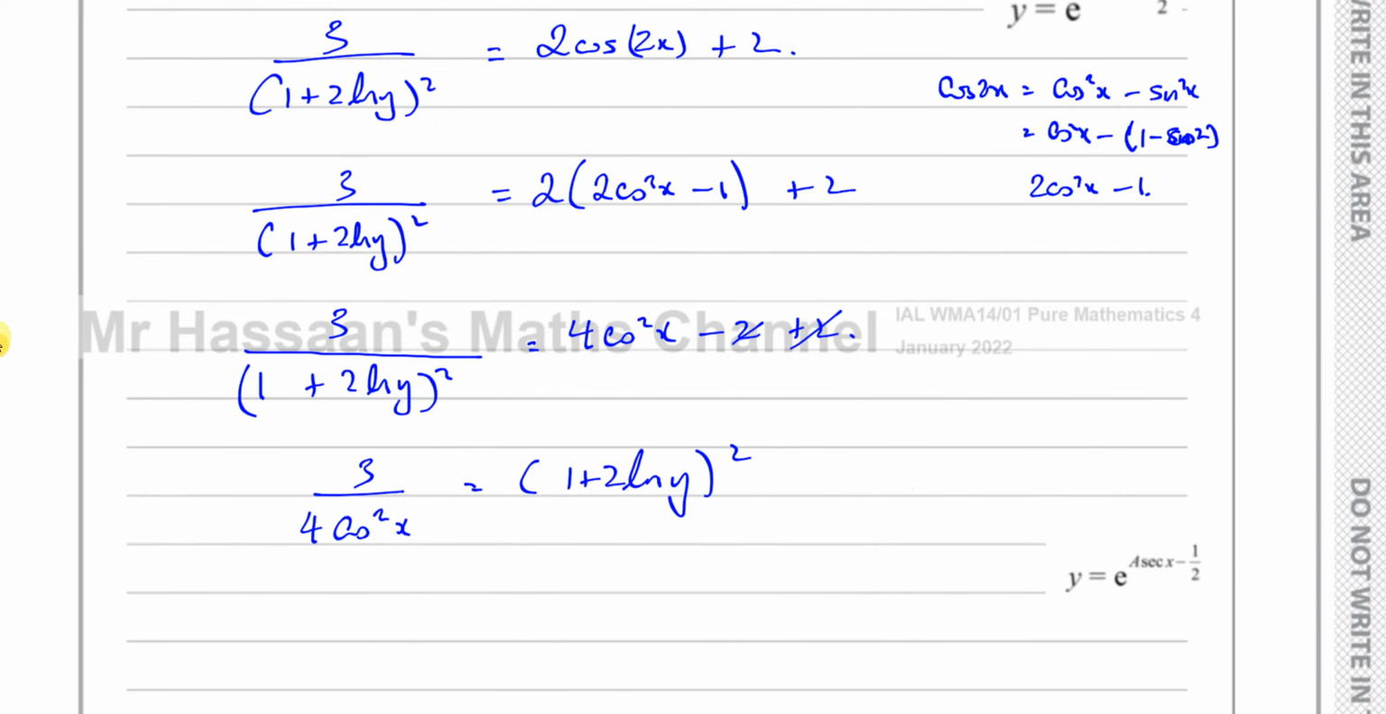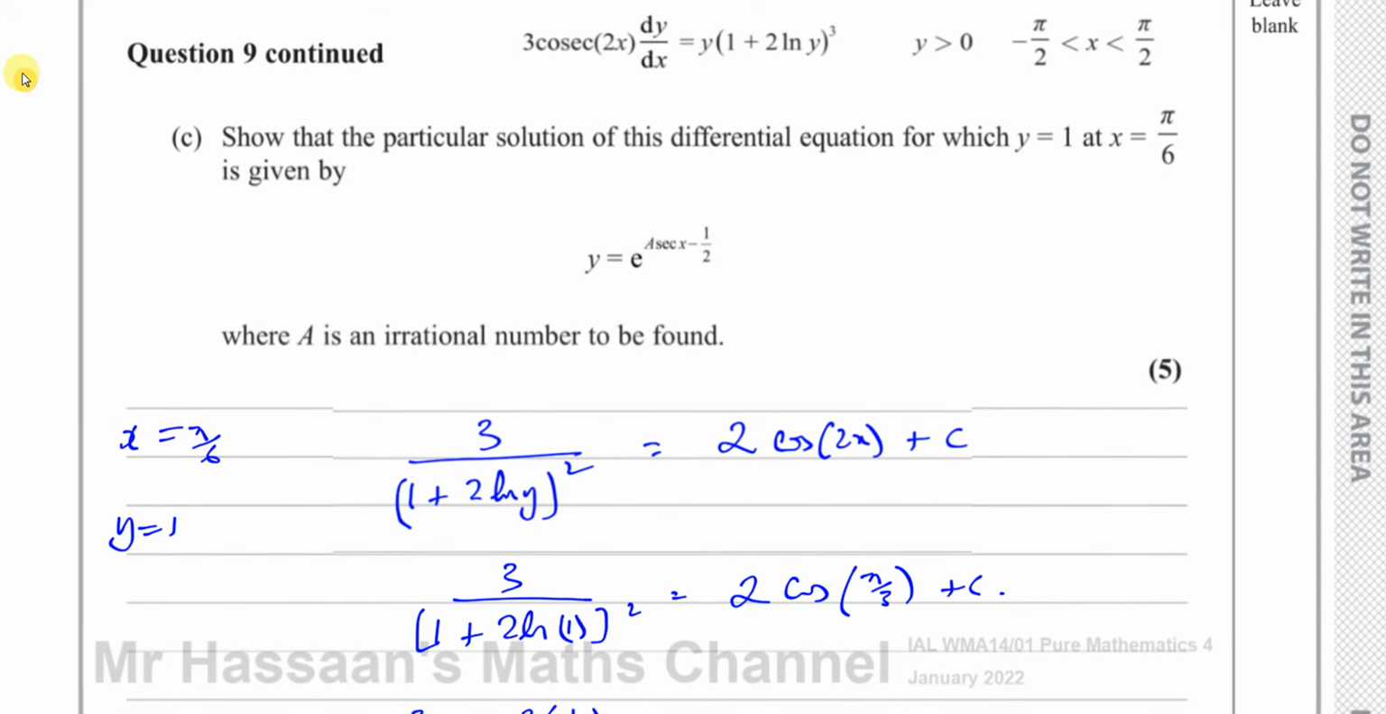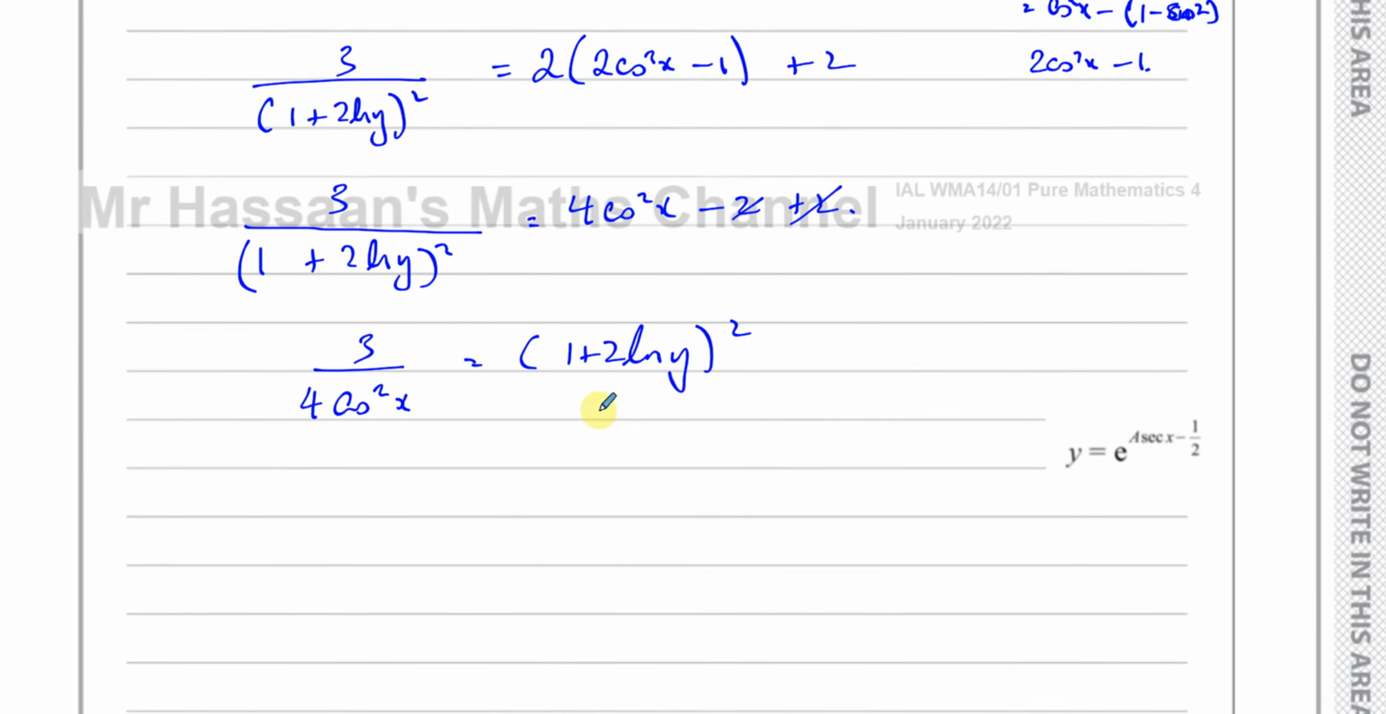So if I take the square root of both sides, then I'm going to have here root 3 over 2 times cosine x is equal to, and this is going to be 1 plus 2 ln y. Taking the square root of both sides.